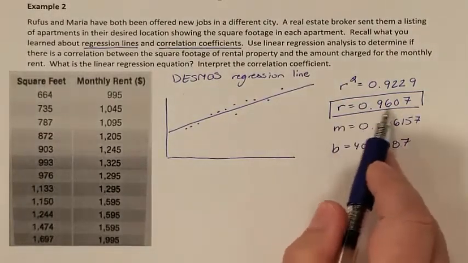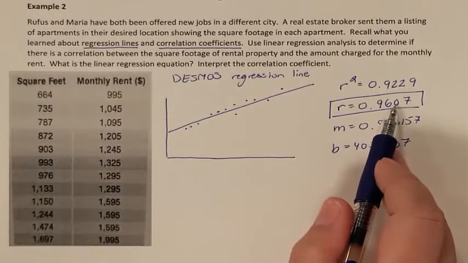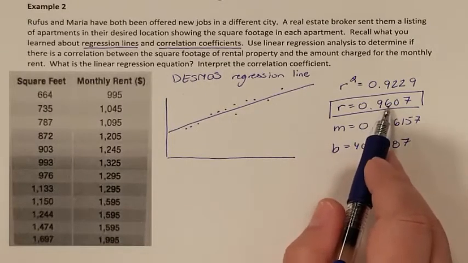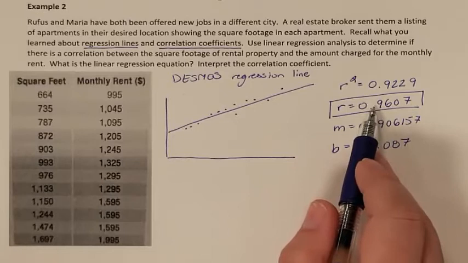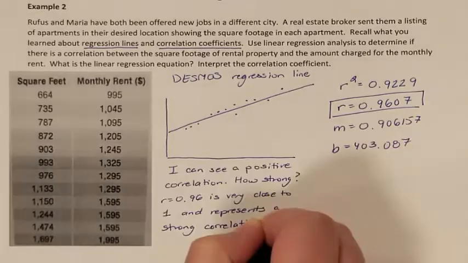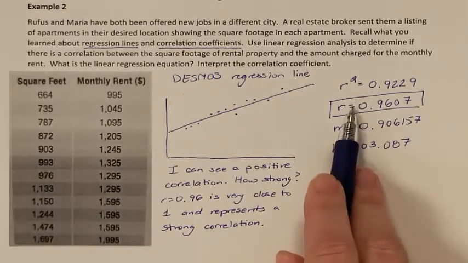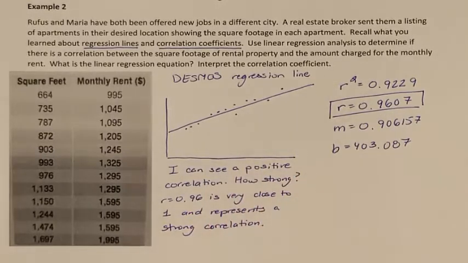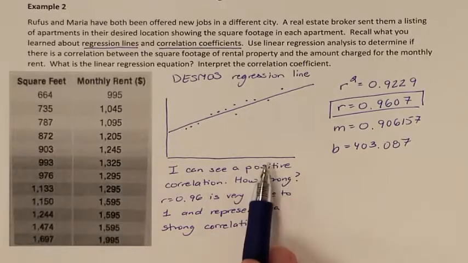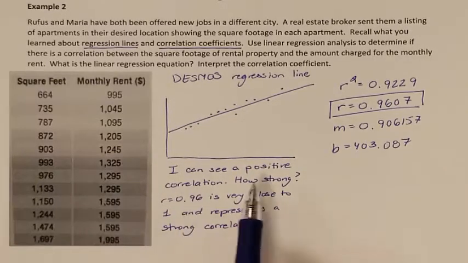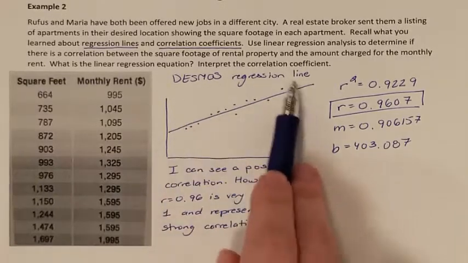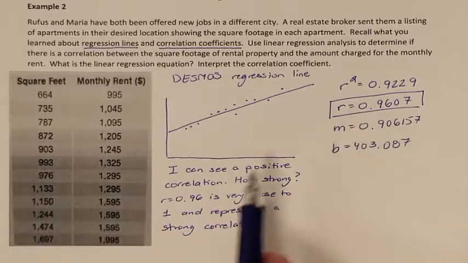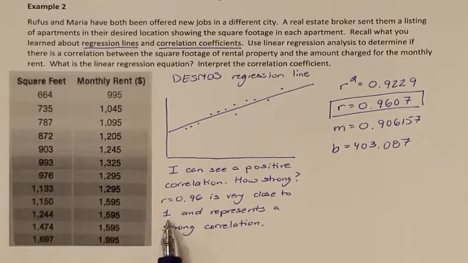The closer it is to 1, the stronger the correlation. Because 0.96 is very close to 1, there is a strong correlation. Now what if your R was 1? If your R was 1, that meant all of your dots were actually on your line. So visually, we saw that there was a positive correlation. But how strong, you cannot tell by the graph. We had to go to the R. Because your R is very close to 1, that represents a very strong correlation.